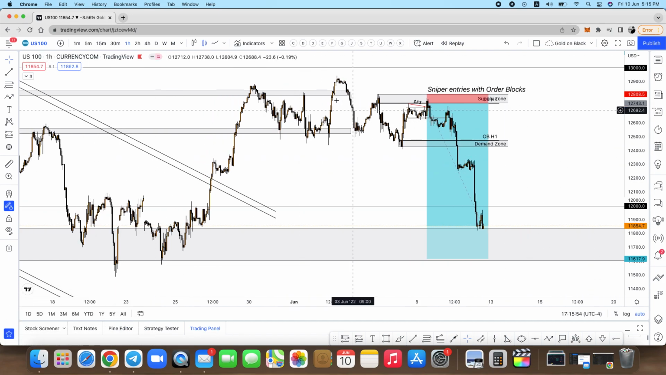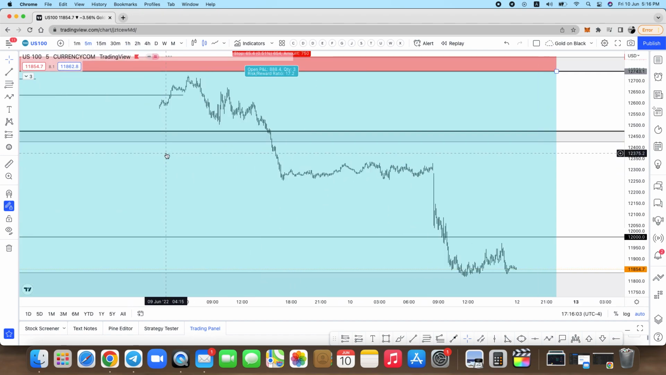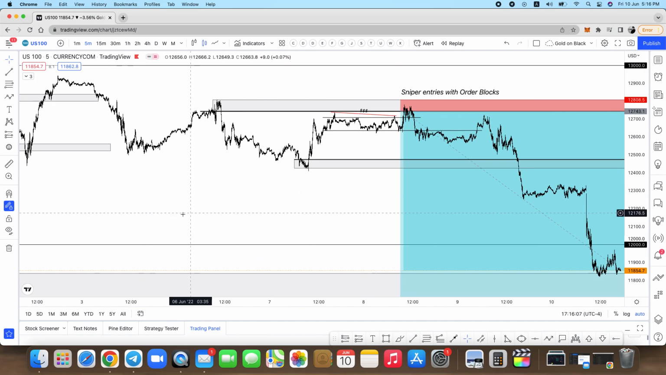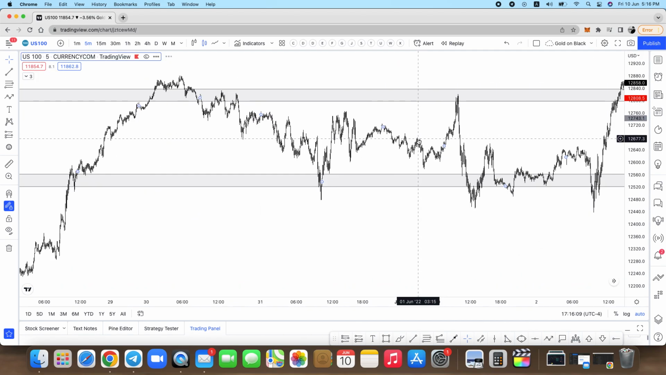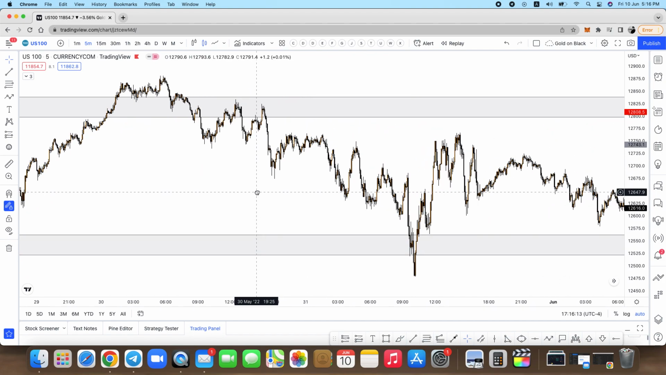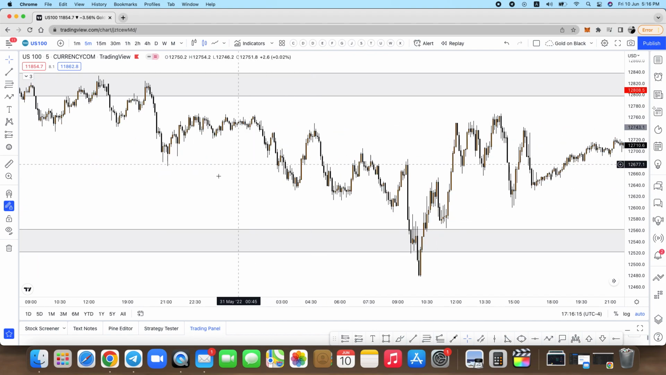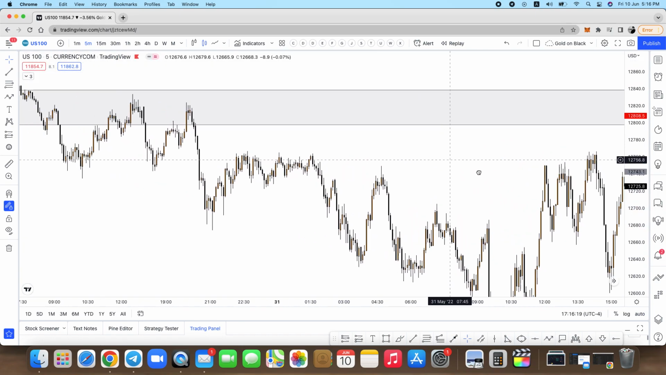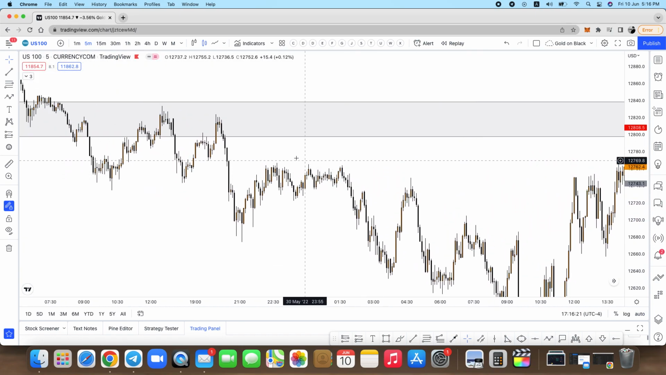Let's look for other types of setups. As you can see here, I'm on Nasdaq. You can spot this type of thing on any time frame. Let's go quickly to the 5 minute time frame and see what we can find, just to give you another example. Right here, let me take a look. See if we got something here.